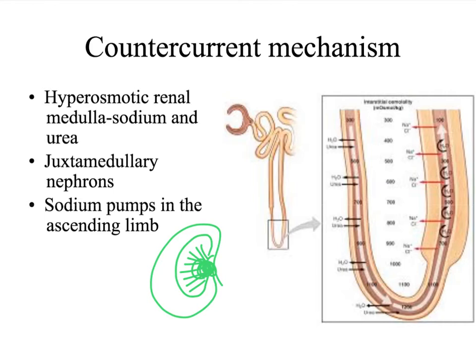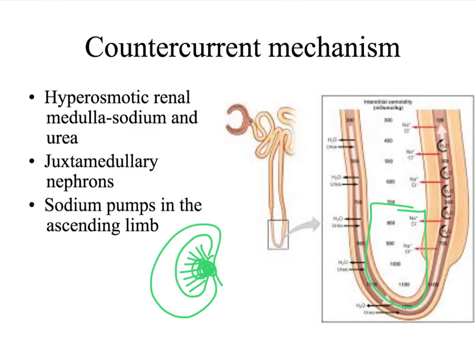And what creates this hyperosmolarity is going to be sodium and the urea. So the center of the renal medulla is very, very salty. And that allows that creation of that osmotic gradient that's so important. This is only going to be working in the loops of Henle of the juxtamedullary nephrons. So the cortical nephrons are not going to be responsible for very much of the concentration ability of the kidneys.